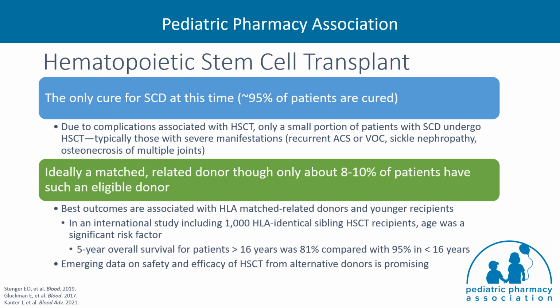eligible donor. So our best outcomes are associated with HLA matched related donors and our younger recipients, so transplanting patients when they're younger as opposed to older adults or teenagers. There was an international study that included 1,000 HLA identical sibling transplant recipients, and they did find that age was a significant risk factor. So the 5-year overall survival for patients over the age of 16 was 81%, compared to those under the age of 16 was 95%.